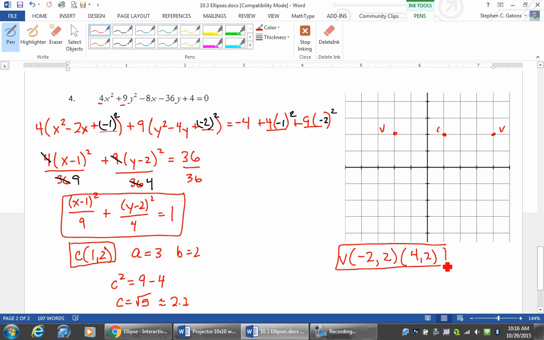B is always in the opposite direction, so up 2 and down 2. Remember, you do not label those because they are not vertices. They are simply the endpoints of the minor axis. And then we use the foci, the C values, 2.2, focus, 2.2, there's 1, there's 2.2, focus.